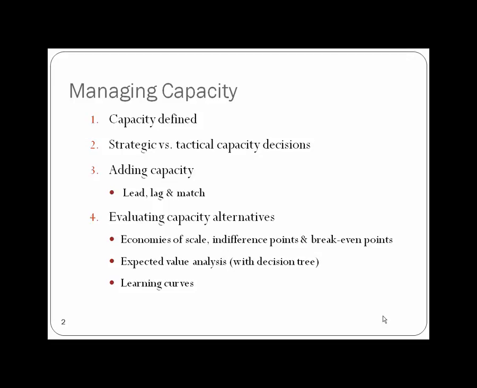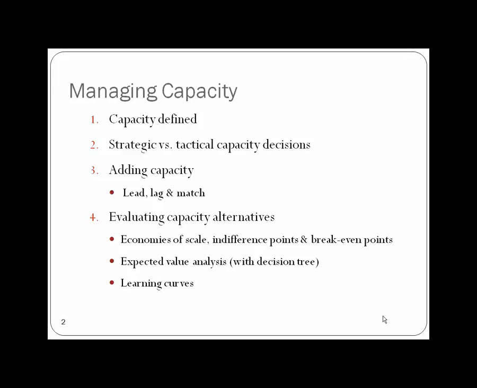This lecture is divided into four main parts. First, we're going to quickly define what capacity is. We're then going to differentiate between strategic and tactical capacity decisions. Keep in mind that within any organization, strategic and tactical capacity decisions are being made simultaneously. We'll then talk about different strategies for how to add capacity in terms of when do we add the capacity and how much. Finally, we'll talk about evaluating capacity alternatives, and this will make up the bulk of the lecture.